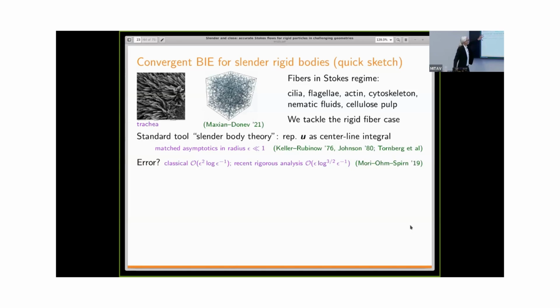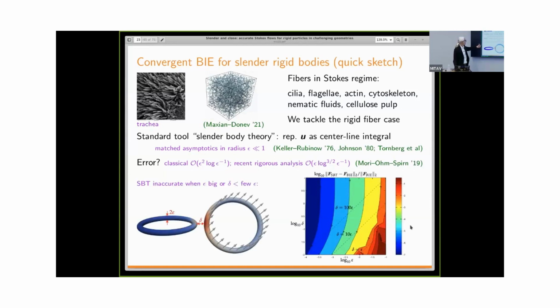So the standard tool here, developed like 50 years ago, is called slender body theory. It says, I don't want to use the true surface. I just want to discretize a line integral along the center line. And then numerically, people said, oh, well, I can now numerically discretize that line integral, and we're sailing, right? Problem is, classically it has an ignored term, which is epsilon squared log something. It's very hard to do rigorous analysis on this. And Laurel Ohm has been one of the people pushing this. You can do numerical experiments.